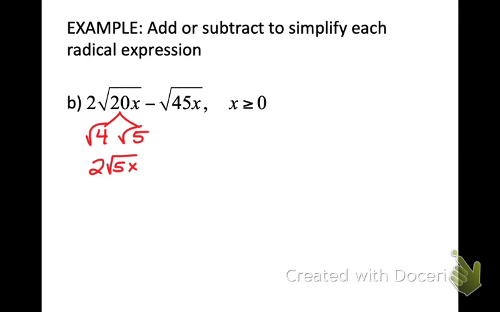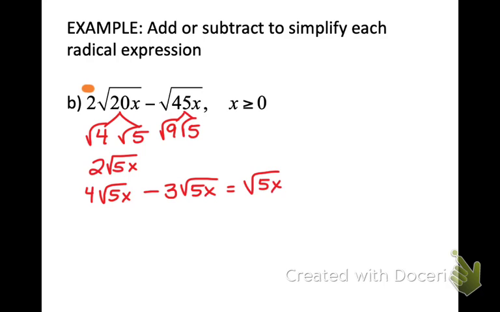But originally, we started out with 2 of them. So how many do I really have? 4. Good. So 4 square roots of 5x. Now let's go over to the 45. I know that I need one of my branches to be 5. 5 times what is 45? 9. So 9 times 5 simplifies to 3 square roots of 5x. So if we had 4 square roots of 5x, and then 3 square roots of 5x went away, you would have 1 square root of 5x remaining.